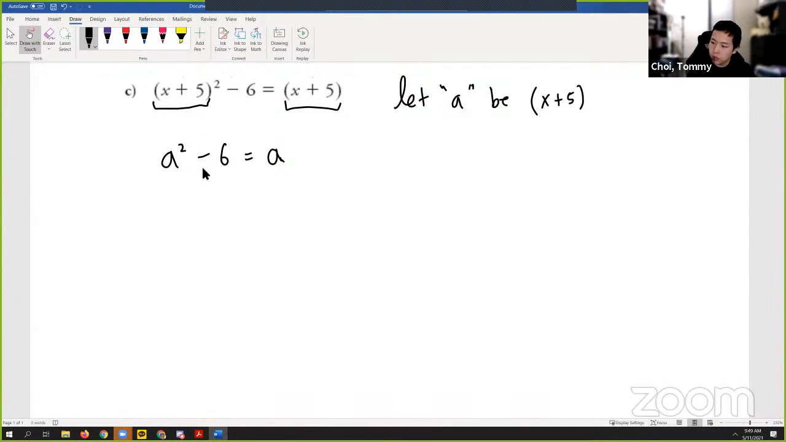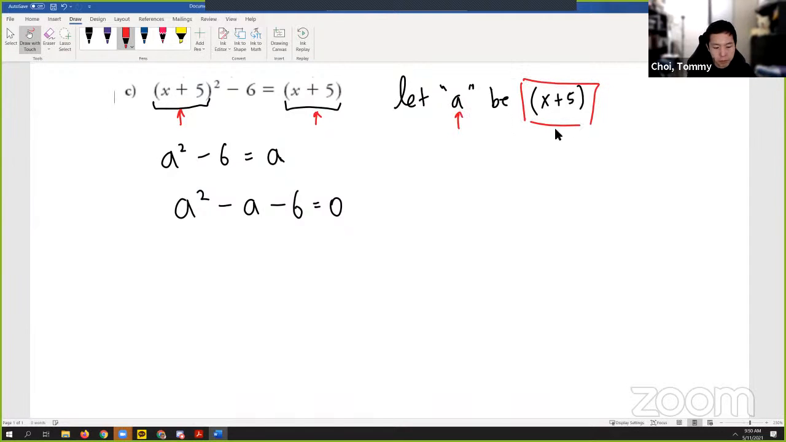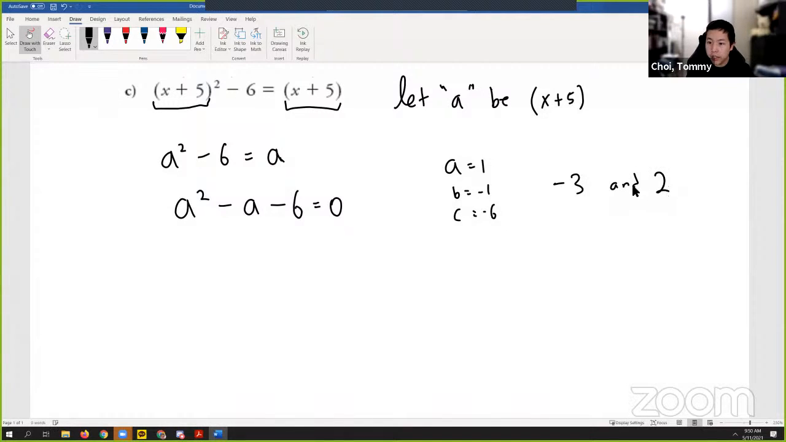which allows us to move things over. And it right away gives us a squared minus a minus 6 equals 0. So all I've done so far is I've replaced all my x plus 5s with a, because that's what I'm setting a to be. Okay. In doing so, I can factor this quadratic equation here. A is 1, b is negative 1, c is negative 6. And the two numbers that can do this would be negative 3 and 2.